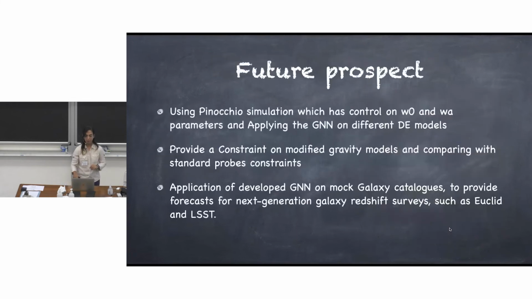with only 2% error. As a future prospect, which is ongoing work at the moment, we are using the Pinocchio simulation, where we have control of W0 and WA, to apply the same method and explore more of the parametric space of dark energy models. Then I would like to provide constraints also on modified gravity models, so the parameters of modified gravities and the standard probes constraints. At the end, we would apply the developed graph neural network on mock galaxy catalogs to provide a forecast for the next generation of galaxy redshift surveys such as Euclid and LSST.